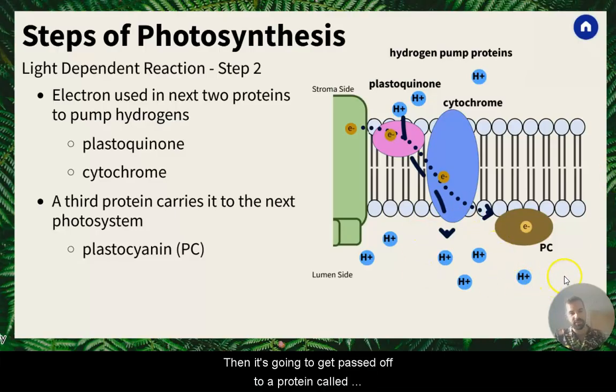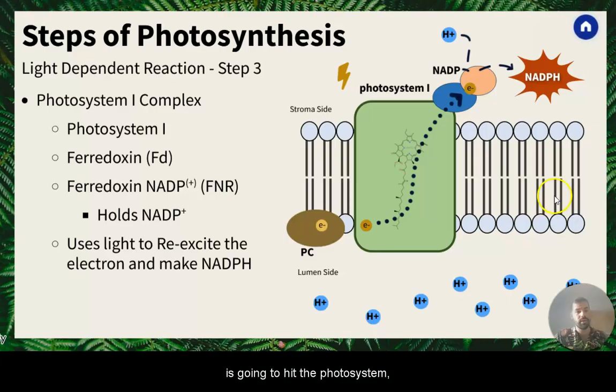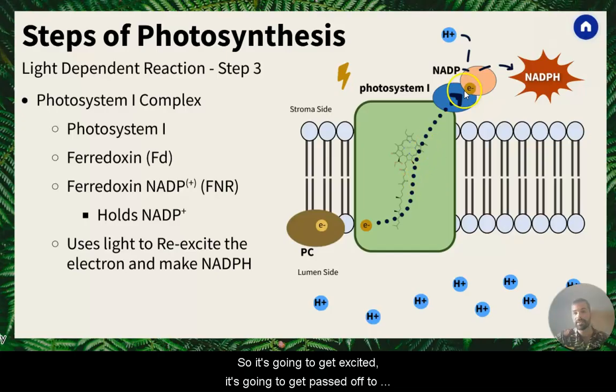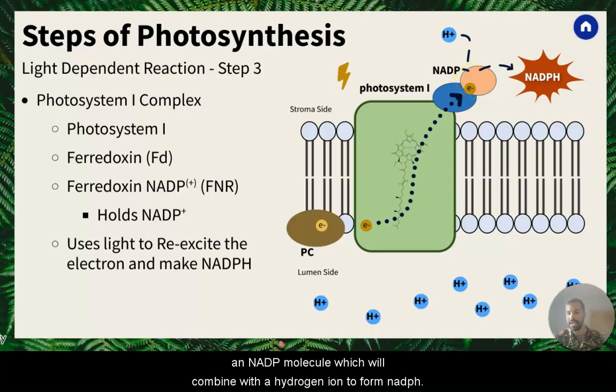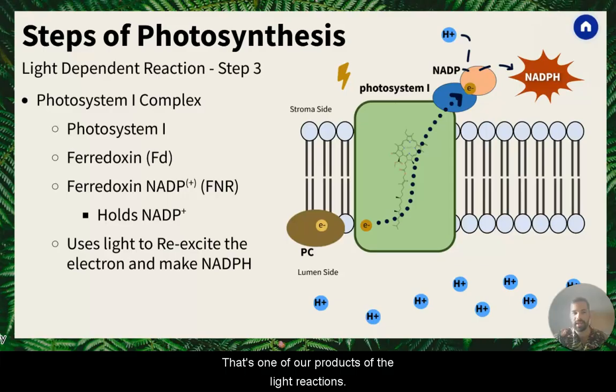Then it's going to get passed off to a protein called plastocyanin that will then carry it over to another photosystem. And here, something similar is going to happen where light is going to hit the chlorophyll molecule within the photosystem, and that electron is going to get excited again. It's going to get passed off to an NADP molecule, which will combine with a hydrogen ion to form NADPH. That's one of our precursor molecules. That's one of our products of the light reactions.